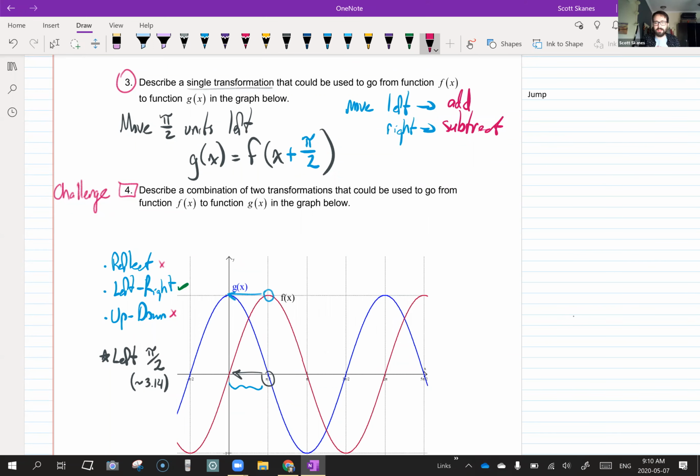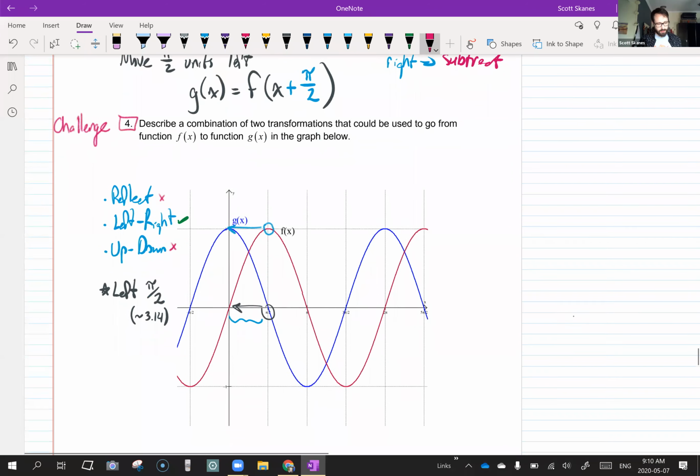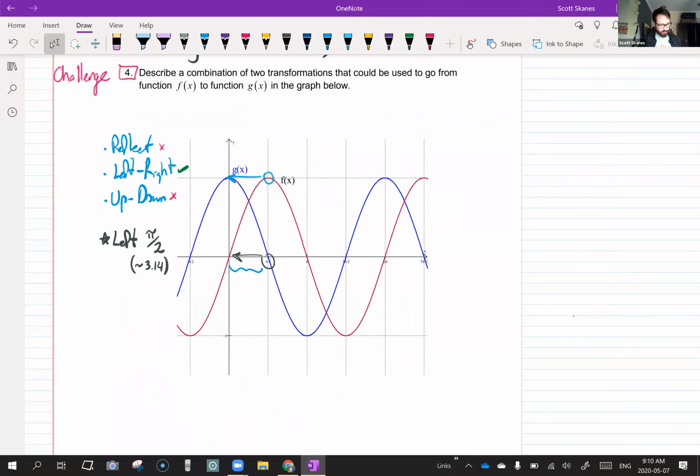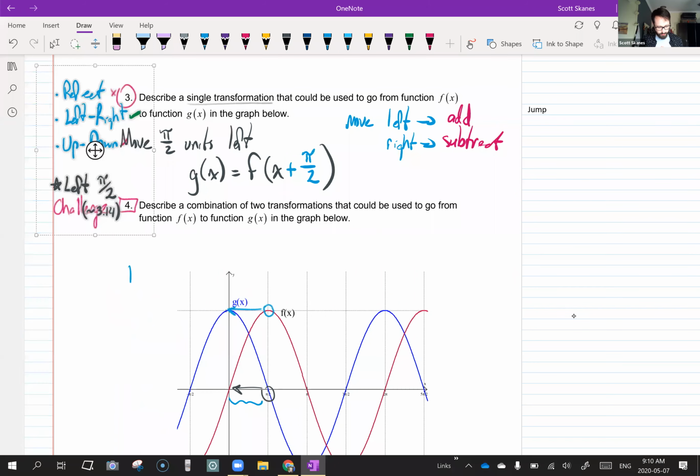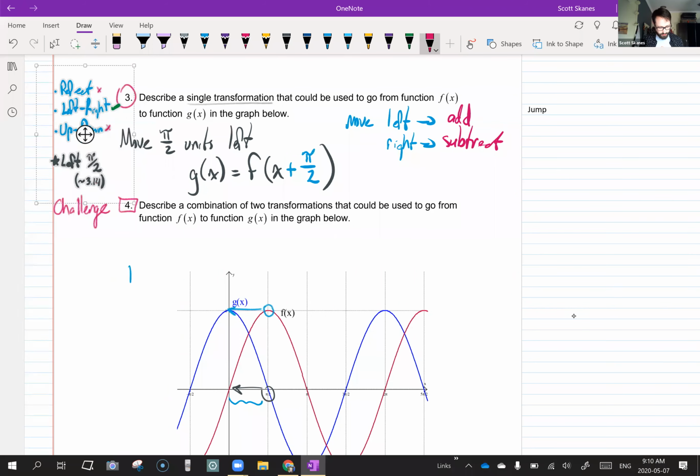Okay, and that's kind of a summary of that question, that topic we were talking about. Move pi units to the left. Actually, we need to add to the x. In question 4 here, all these workings were technically for this question, so I'm just going to move it up there so that if you look back on these notes, it doesn't confuse you too much. But that's the basic idea.